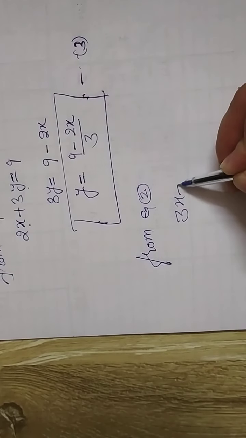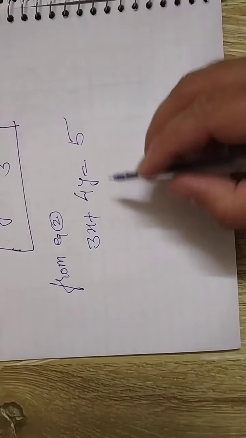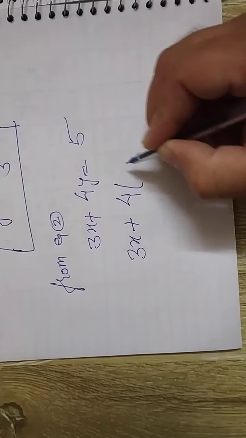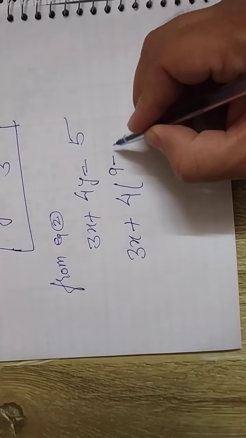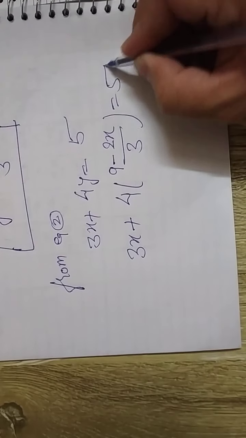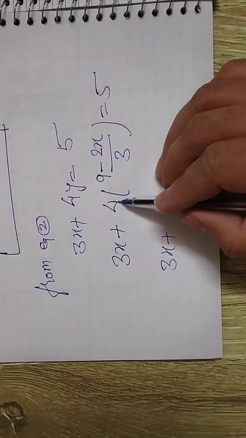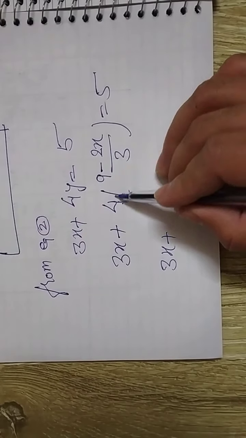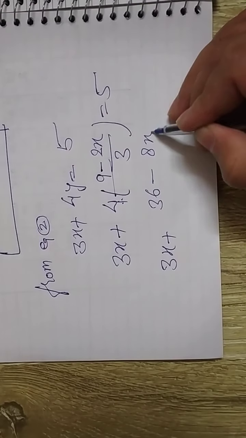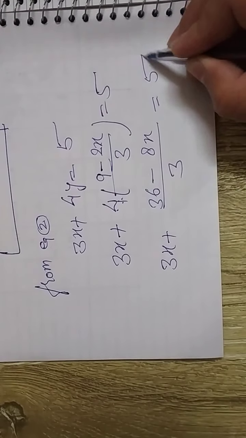So I am taking the second equation, number 2. This is 3x plus 4y is equal to 5, and I'm writing 3x same, this 4 same, and the value of y, 9 minus 2x upon 3, is equal to 5. This 3x same. If we multiply 4 by 9, what will come? 36, and 4 multiplied by 2, 8x upon 3 same is equal to 5.